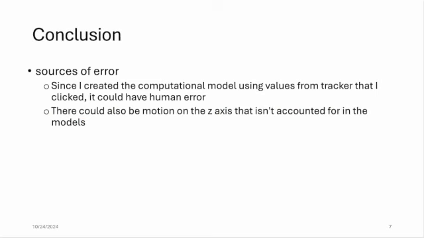So some sources of error from the video and the Tracker values is that since I created the Tracker model using points that I clicked on the video, it could have some human error. And there could also be motion on the z-axis that isn't accounted for in the models.